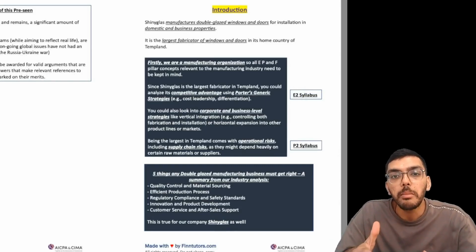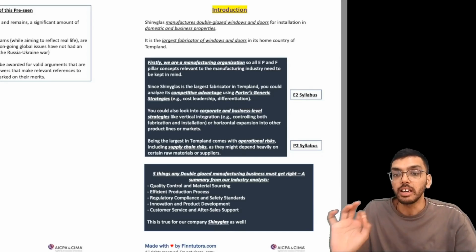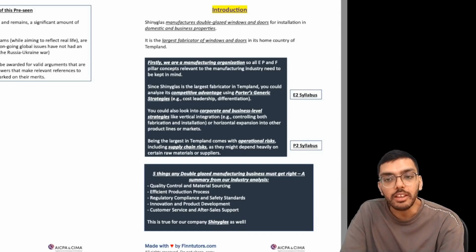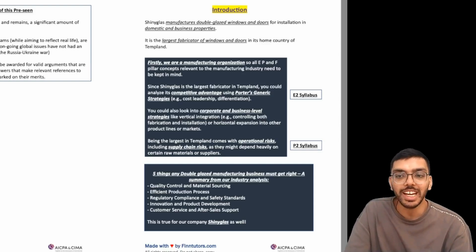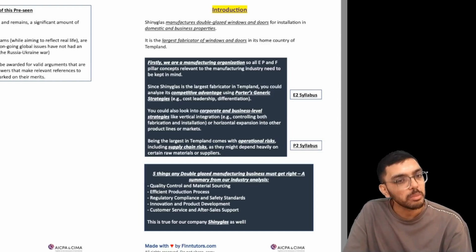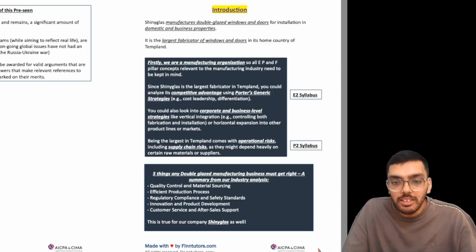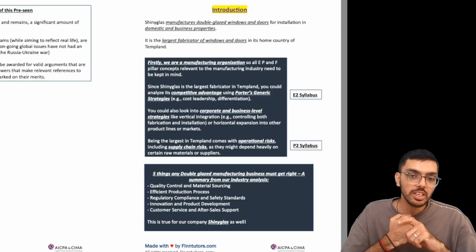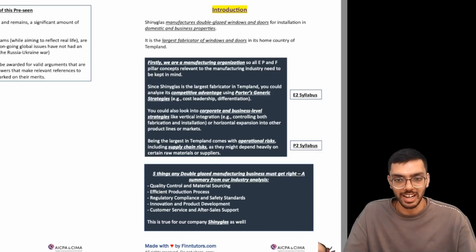Now, if you are a market leader, naturally you're doing something right. But I have narrowed down 5 things any double glazed manufacturing business must get right. So this is like a summary from my industry analysis, but I've put it over here because I think it makes more sense over here as well. So what are the 5 major things any manufacturing business must get right?